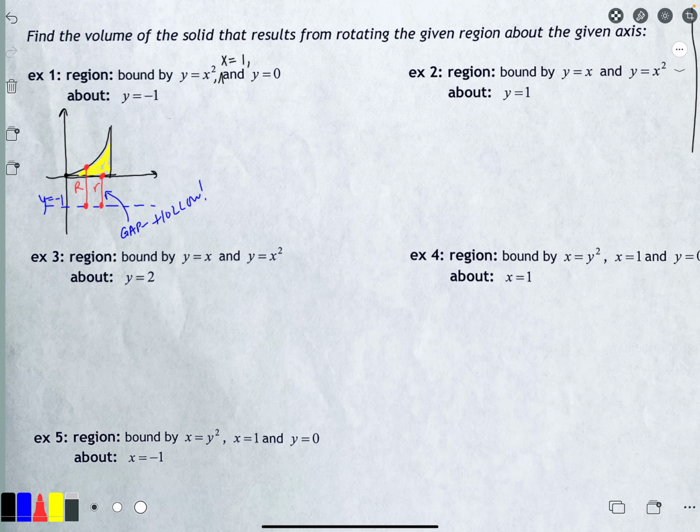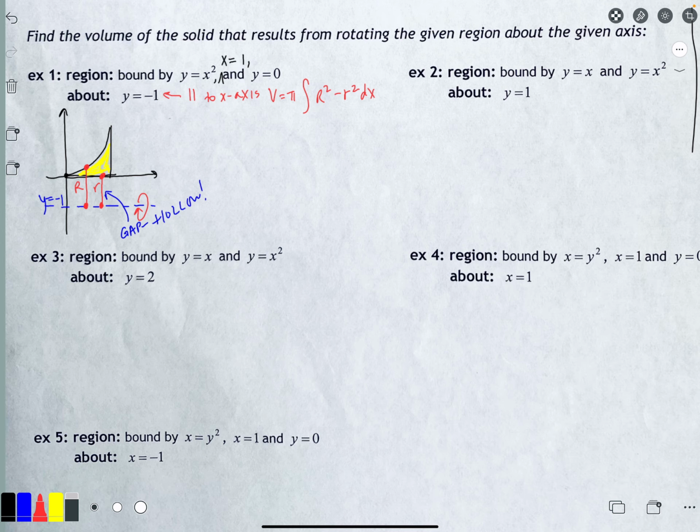Okay, and what I'm going to do here, because I'm revolving a region about a line that's parallel to the x-axis, I'm going to do pi times the integral of big R squared minus little r squared dx. Okay, so big R squared minus little r squared because it's hollow, and dx because I'm going about a horizontal line that's parallel to the x-axis. When you go parallel to the x-axis, everything is x's.